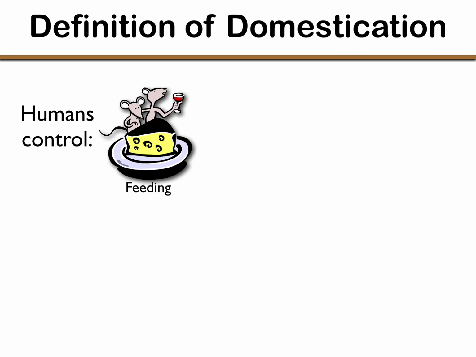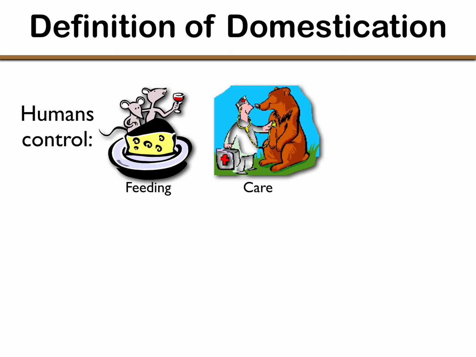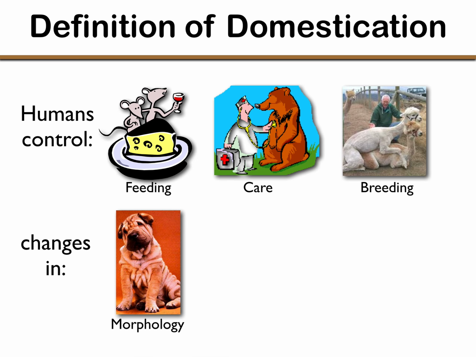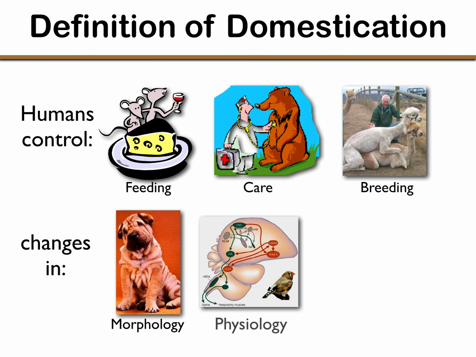We're now going to look at domestication. So what is domestication? Well, basically, it's a situation in which humans control the feeding, the care, and the breeding of animals. By the way, you can also do it with plants, but this course is in animal behavior, so I'm not going to talk about plants, just animals. So you do all these things, and then that will result in changes in morphology or anatomy, appearance, physiology, and behavior.